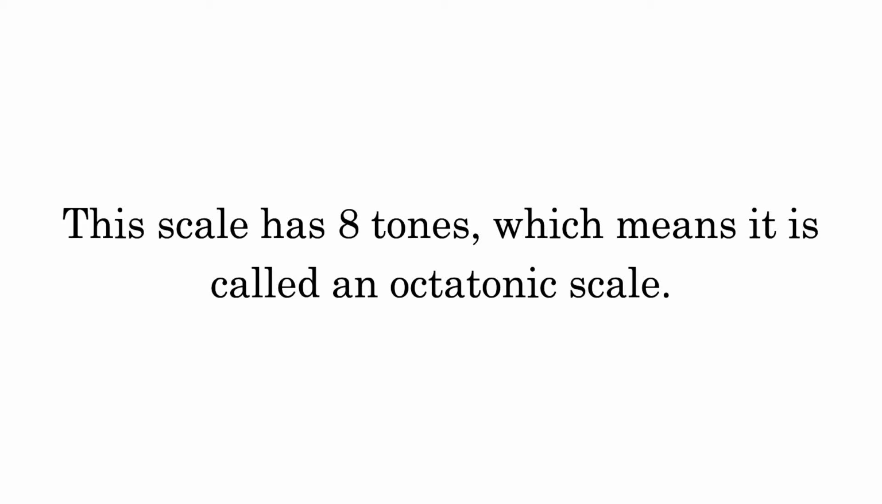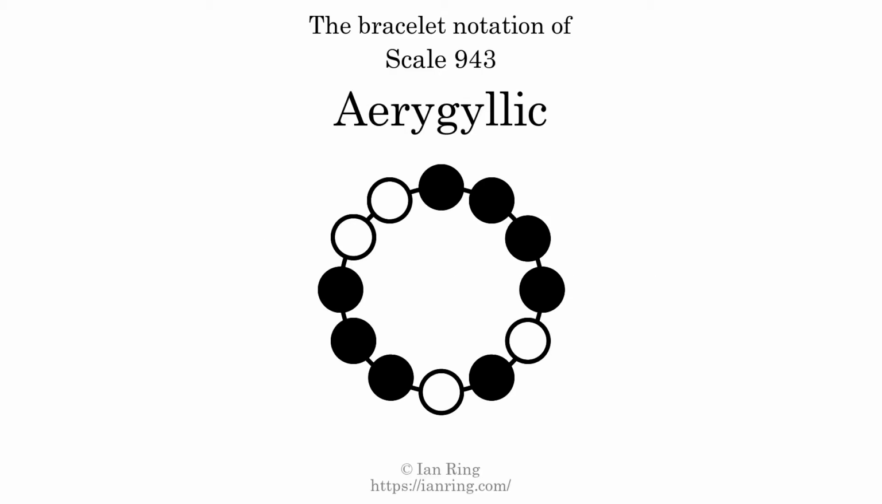This scale has 8 tones, which means it is called an octatonic scale. This is a bracelet notation diagram of scale 943. The shaded circles represent tones that appear in the scale, and they are read clockwise, starting at the top.